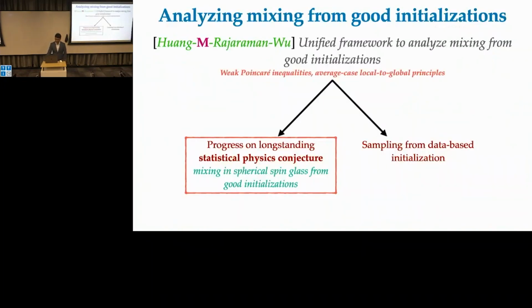But there's no unified framework for doing so. So with my collaborators, Bryce Huang, Amit Rajaraman, and David Wu, we gave this unified framework to try to show mixing of Markov chains from good initialization, and in particular, to say something about annealing. And as a yardstick to say that a framework is useful, we were able to use it to make progress on a conjecture from physics, which I'll hopefully tell you about briefly now.